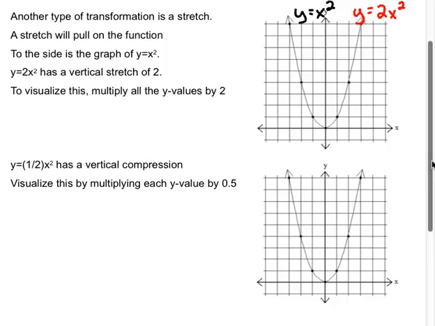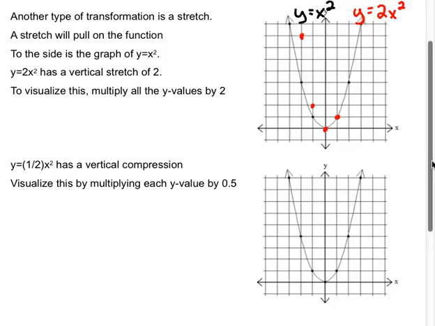So this point right here has a y value of 4. So its new y value multiplied by 2 is going to be up at 8. This point right here has a y value of 1. It's going to get multiplied to now have a y value of 2. It's being pulled up. This one has a y value of 0, so it's actually not being stretched at all because 2 times 0 is still 0.